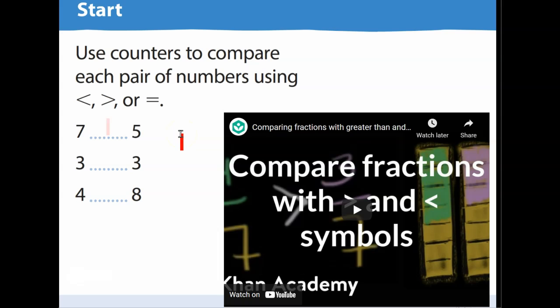So if I'm comparing a 7 and 5, is 7 less than 5? Is 7 greater than 5, or 7 equal to 5? Greater than. It doesn't say what number goes in the center.